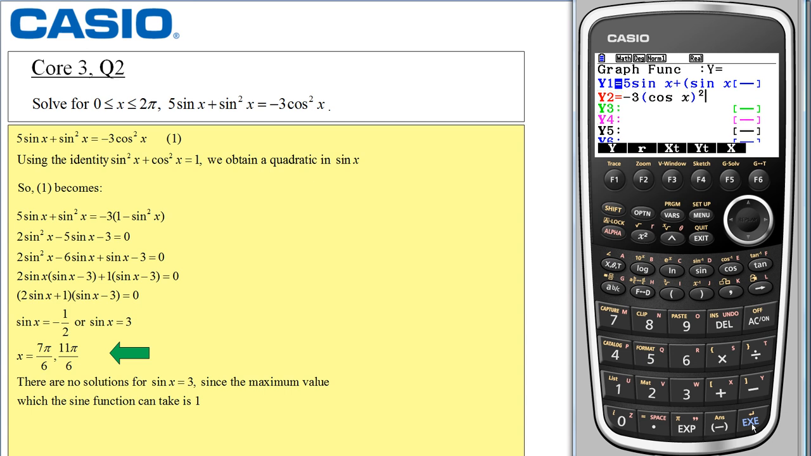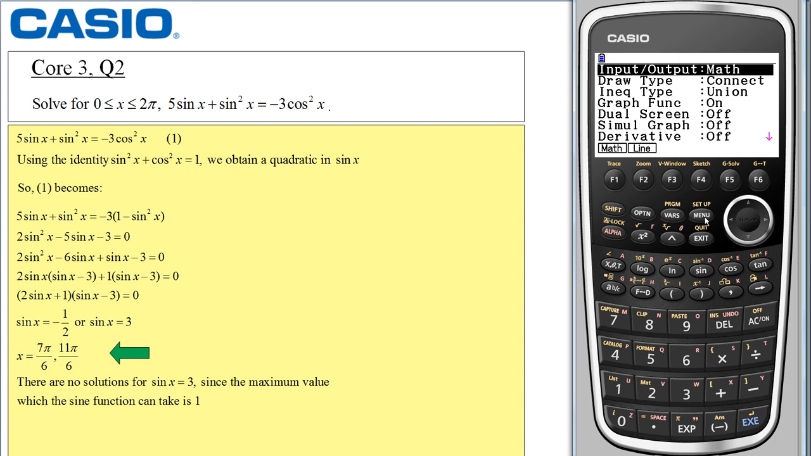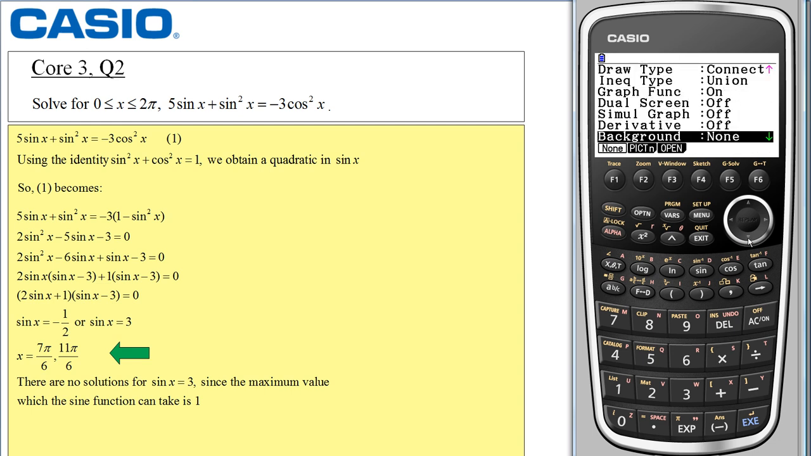well, cos squared x is written as cos x in a bracket squared. And if I select execute, just before I draw, which is F6, I notice that the calculator is in degrees mode. Well, my answers are going to be in radians. So after I've drawn it, I'm now going to choose the setup menu, which is shift menu, and I'll scroll down until I'm able to change the angle to radians, which is F2.